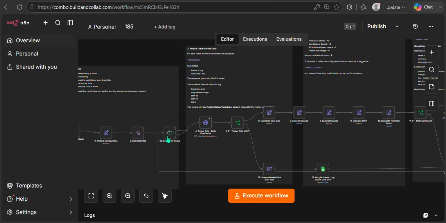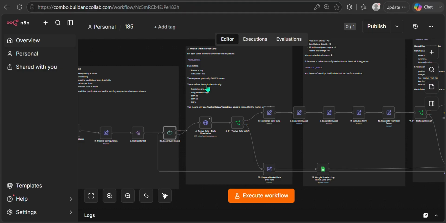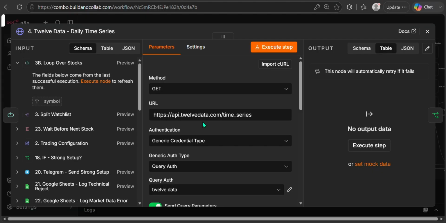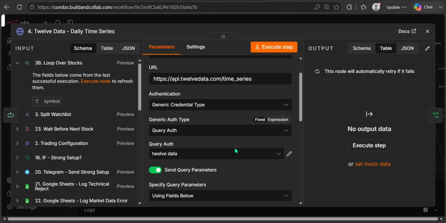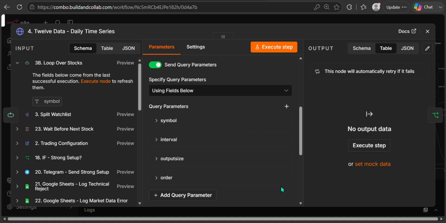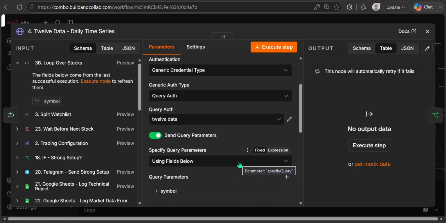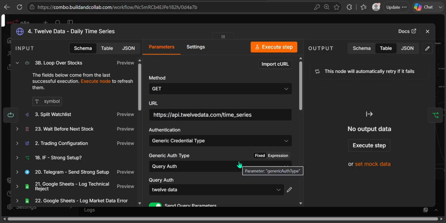Now we move to the market data section. I'm using the 12 Data API here. For every stock, the workflow requests the last 100 daily candles. This gives us historical prices like the open, high, low, close, and volume. I decided to use historical prices instead of calling separate APIs for every technical indicator. This makes the workflow more efficient because with one market data request, I can calculate multiple indicators inside n8n.